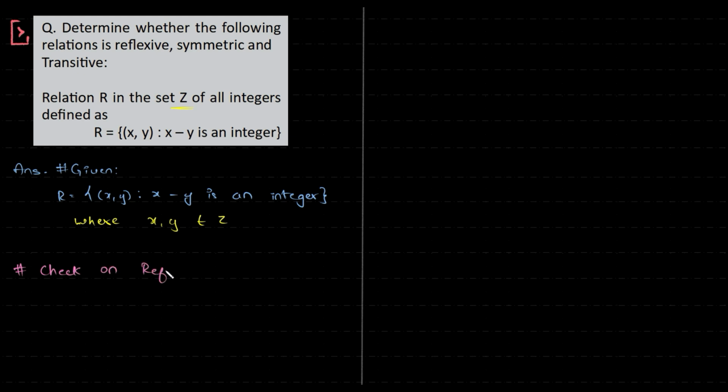See, I will teach you guys the line of thinking. The writing will differ, but anyways, I'll do both. So, is it reflexive? Let's consider, say, 145, which is an integer, right? Now, 145 minus 145 results in 0, which in turn is an integer. So what can I tell? Well, 145 and 145 belong to R, and so R is reflexive.